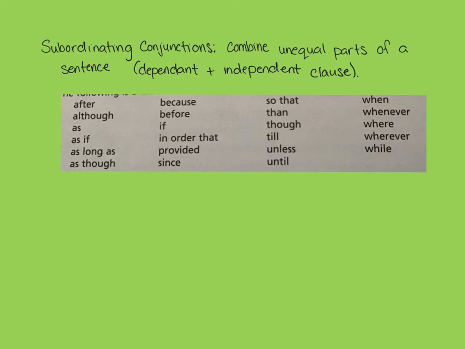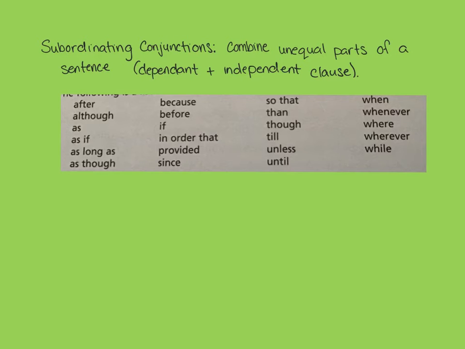Here is a list of subordinating conjunctions from your book. After, although, as if, as long as, though, because, before, if, in order that, provided, since, so that, then, though, till, unless, until, when, whenever, where, wherever, while.